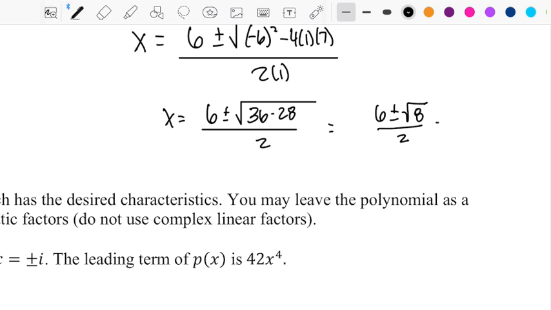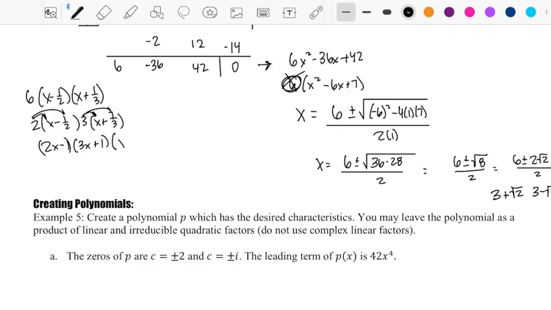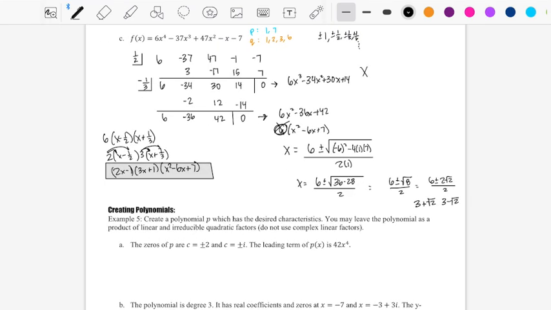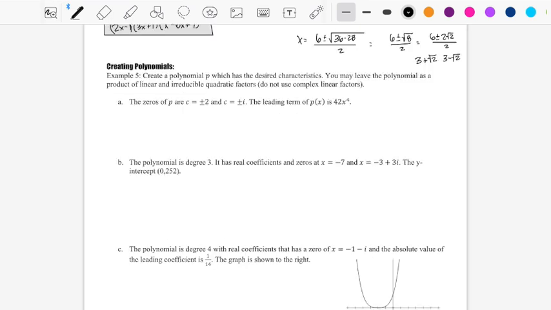And this is where it comes in handy to know that plus or minus root 8 is 2 root 2. Because 6 divided by 2 gives us 3. 2 divided by 2 gives us 1. So this is 3 plus root 2 or 3 minus root 2. As far as writing our factors out, we can just pull this x squared minus 6x plus 7 over here. Those are all of our factors. But it also wants us to actually state the zeros. So the zeros would be 1/2, -1/3, 3 plus root 2, and 3 minus root 2.